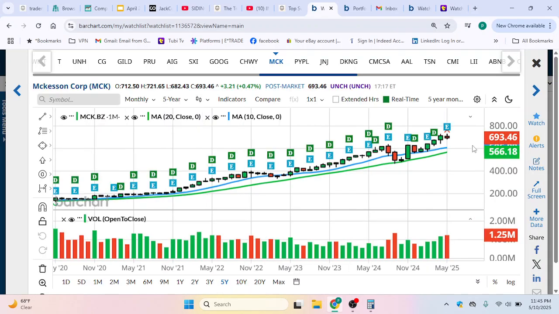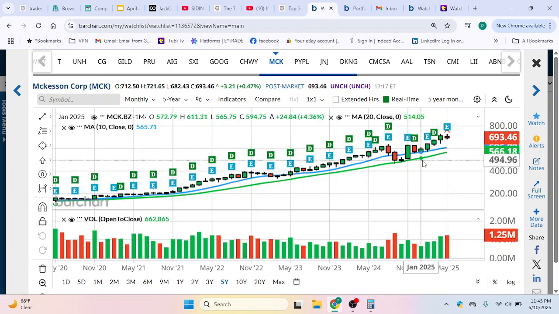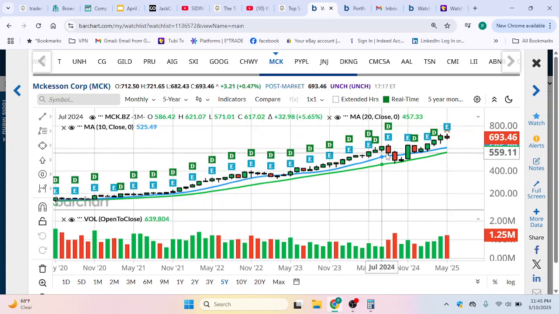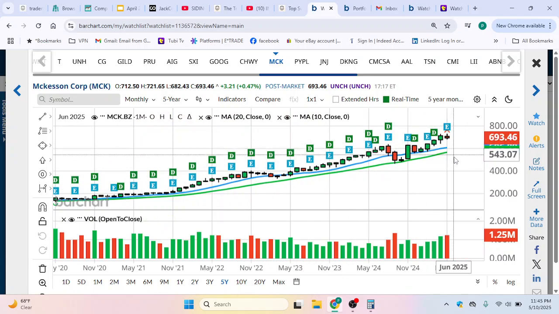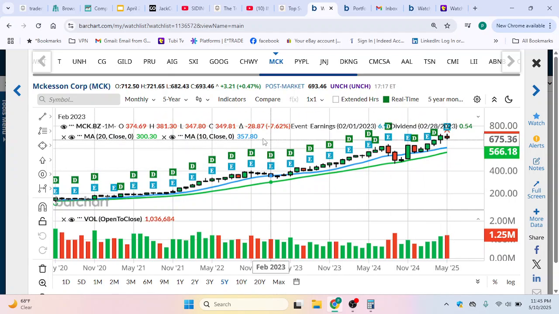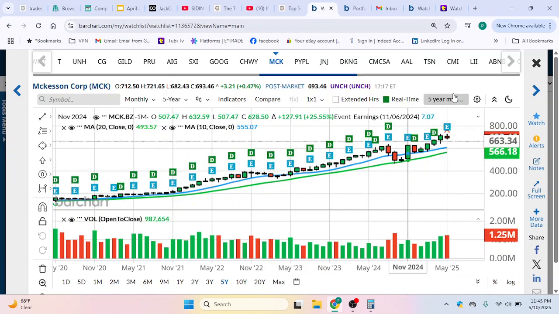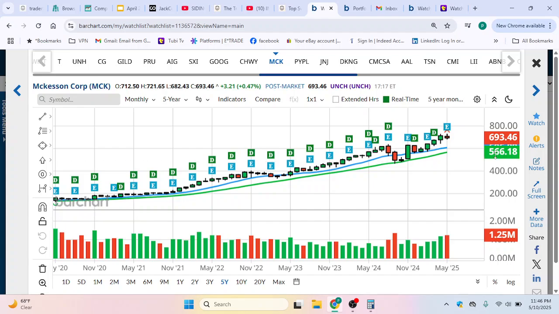So we're just trying to look for opportunities. Now this stock is the opposite of the healthcare industry in the fact that this has continued to perform regardless of the market and regardless of the healthcare industry, which is McKesson Corp. And this can be confusing to investors because you can have this happen with a stock like McKesson because it's such a strong company and because investors like it so much. It closed Friday at $693.46.